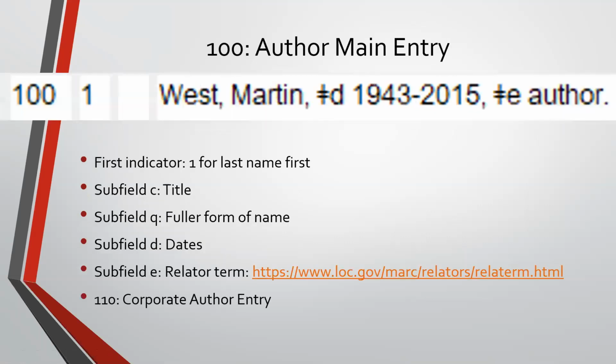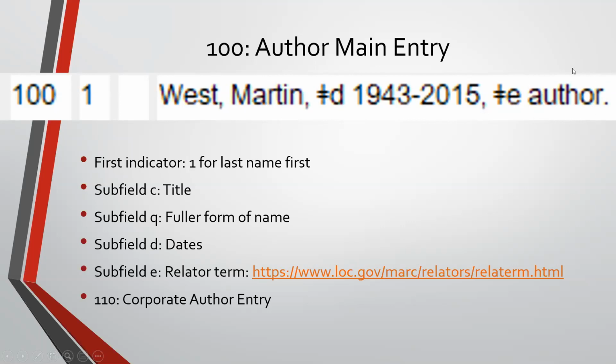All right, our author, 100 author main entry. This is the primary entry for who created this book. So we have the 100 field. Our first indicator is 1 for name order, last name first. So we have West, comma Martin. We have a comma, subfield D and his dates, and a comma and a subfield E for the relator term.